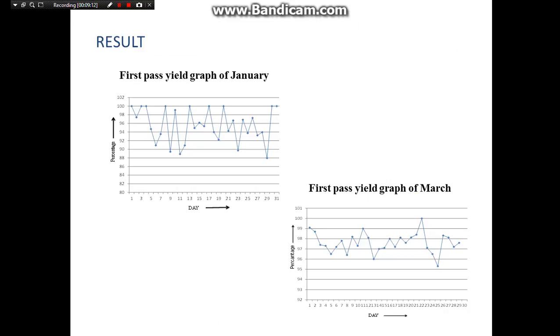We can see the result of this project. This is the first pass yield graph of January. We can see in this graph that the graph is not straight. The variation is more, and after the completion of the project we can see the second graph of March month, that variation is very less.